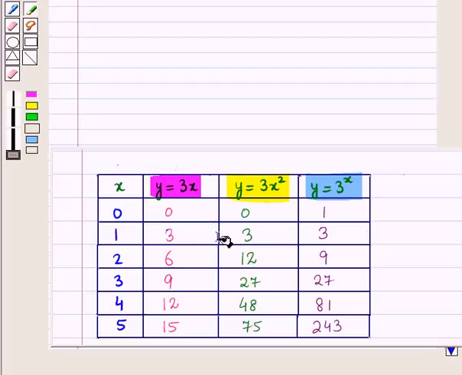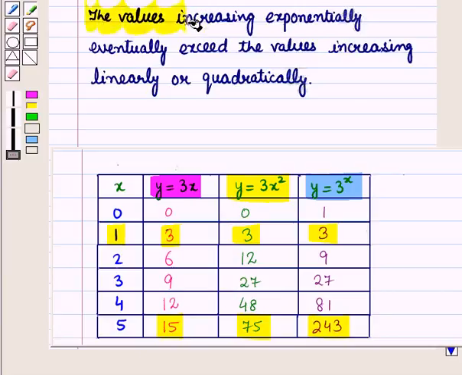Thus, from the table we can see that the values for y is equal to 3 raised to power x are increasing faster than the values for y is equal to 3x and for y is equal to 3x square. Also, we see that at x is equal to 1, the value of all three functions is the same, that is 3. And at x is equal to 5, the linear function gives value 15, the quadratic function gives value 75, but the exponential function gives a very high value, 243. Thus we see that the values increasing exponentially eventually exceed the values increasing linearly or quadratically.